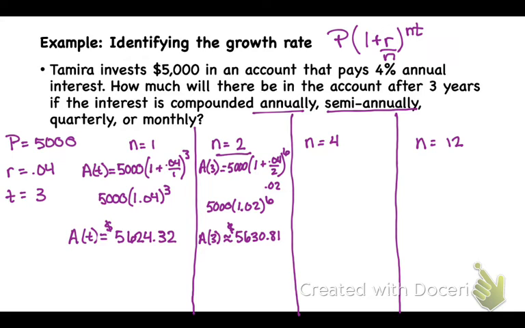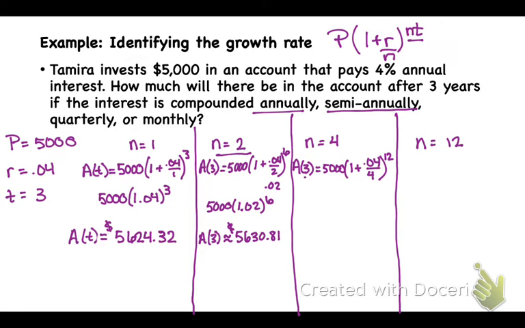Okay, so what should happen when I do it 4 times? You get even more. I should make more. Okay, so A of 3 is going to be 5,000 times 1 plus 0.04 divided by 4 to the what? It's NT. N is 4 and T is 3, so 12.